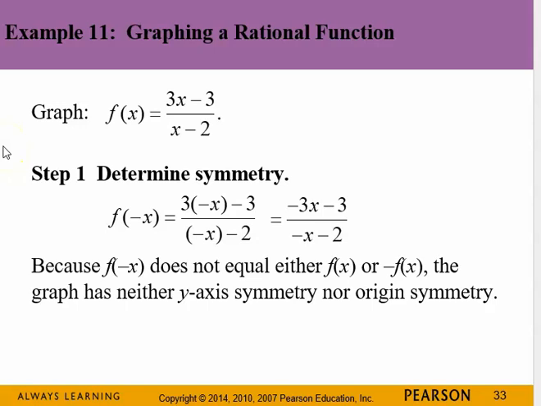Okay, here it is. Example 11. Graphing a rational function. There it is. So, what value would make our denominator a 0? I think we could all agree it would be a positive 2. So our vertical asymptote would be x equals 2. This is the easy part.